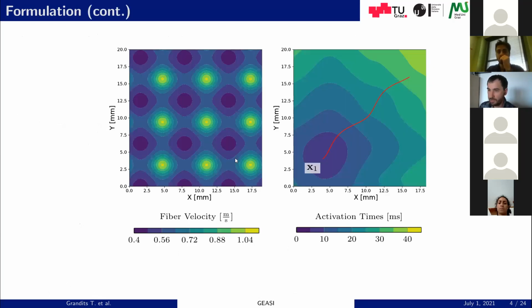Here's a little example if you have trouble visualizing this. On the left, you can see the isotropic conduction velocity. Yellow are larger or higher conduction velocities, and you can compute the anisotropic eikonal equation, which gives you these contour lines as activation times. But you can also think of the activation time at this point as the time it takes to travel along the geodesic in red here.